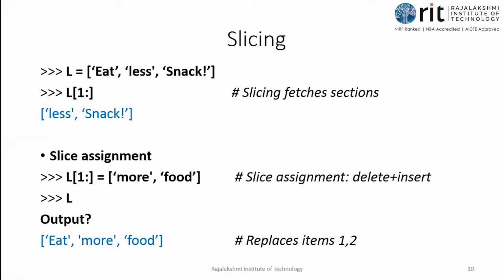What is the output? The output is expected for the list L. Eat is retained as such. Less snack is replaced by more food. Eat more food. Okay. So this is called list assignment. List assignment has different categories, and this particular example will come under delete and insert.